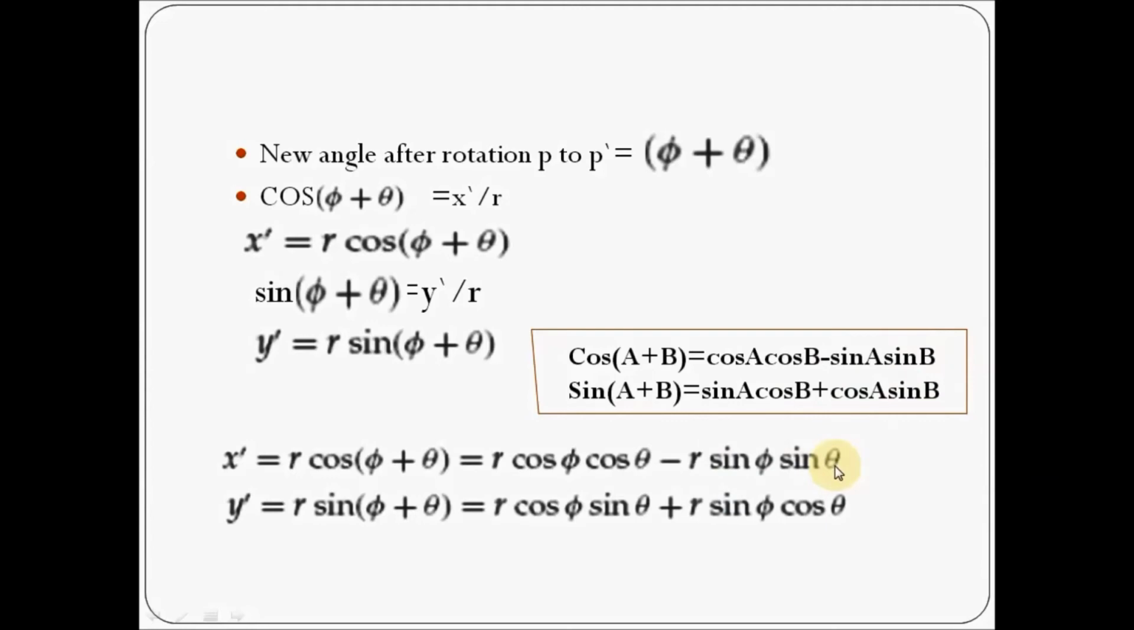I substituted the values according to the formula. In the same way, sin(a + b), where a is phi and b is theta: sin a cos b plus cos a sin b. You can see here I interchanged these terms. First I have taken cos a sin b, next I have taken sin a cos b.